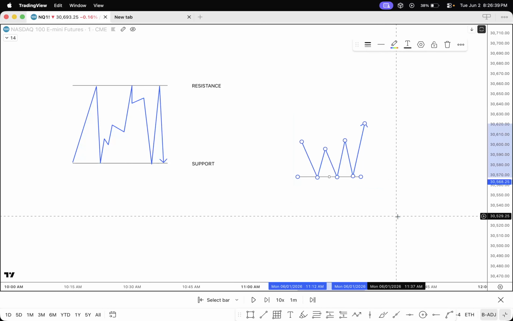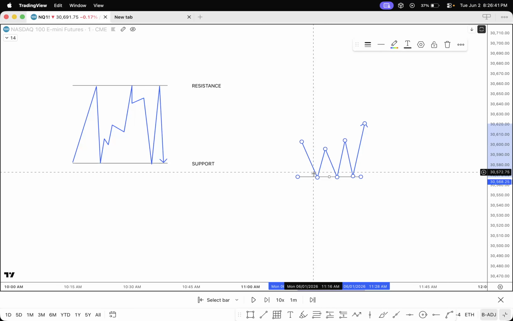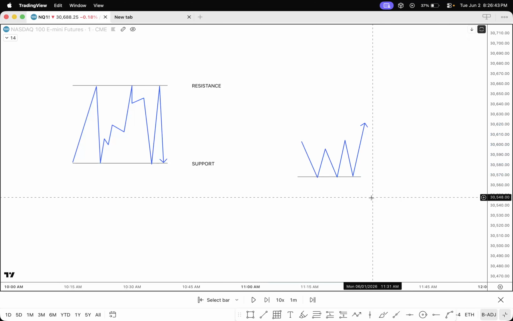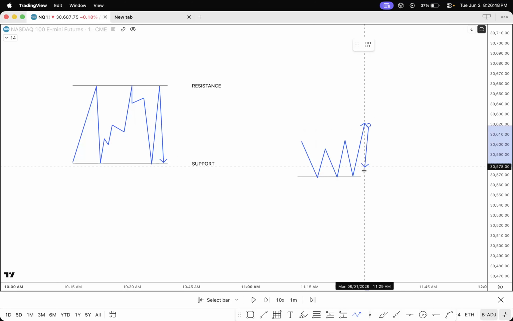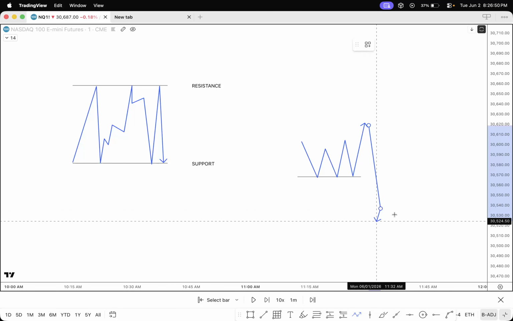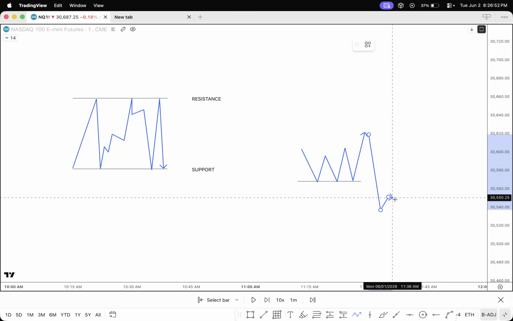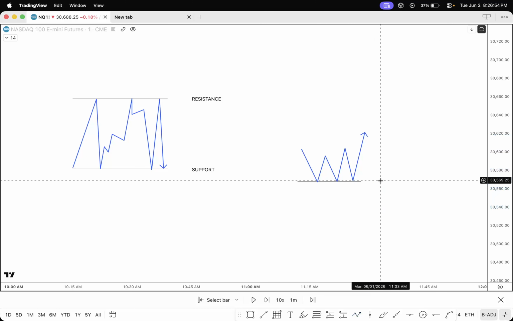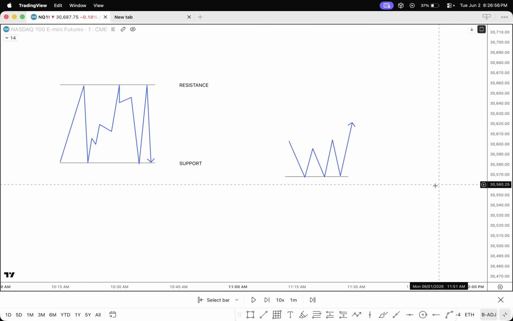So this is what respecting a level means. You're just bouncing off of it. You're never breaking through, right? Breaking through looks something like this. You're breaking through that level. We don't want to see that happen. If the price breaks through, then that means it's an invalid level.